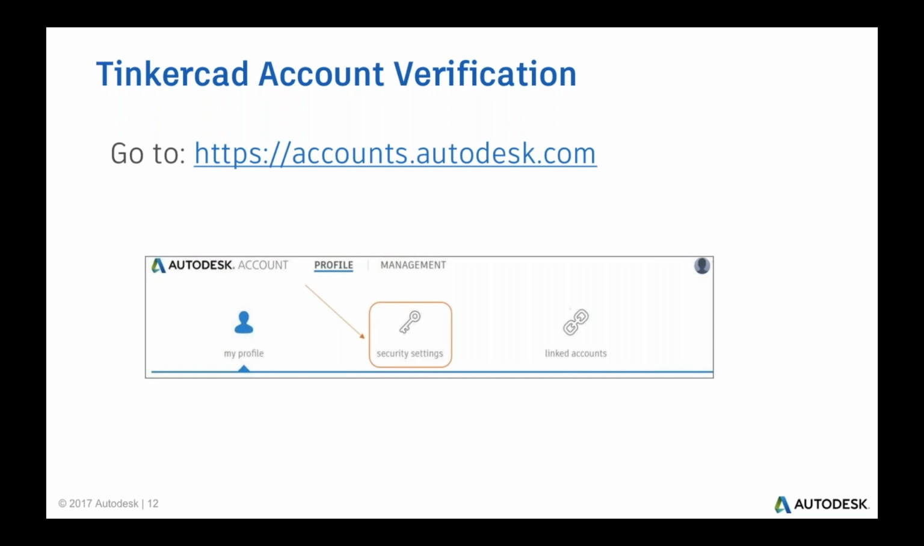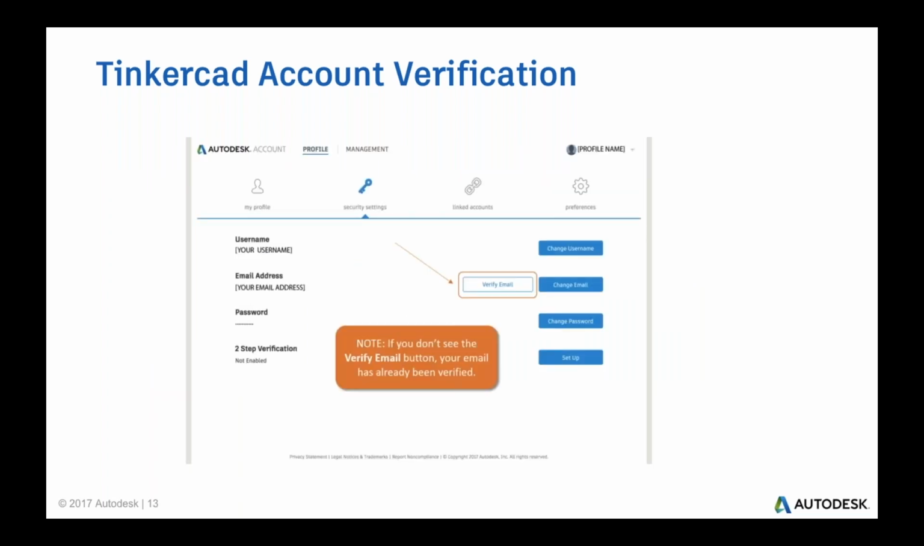Okay, so you can get started by maybe going to a new tab in your browser and going to accounts.autodesk.com. When you get there, you'll see in the menu at the top, My Profile, Security Settings, and Linked Accounts. You want to click on the icon that's a key where it says Security Settings. Once you click on that, it's going to take you to a page that looks like this, where you see Change Email.